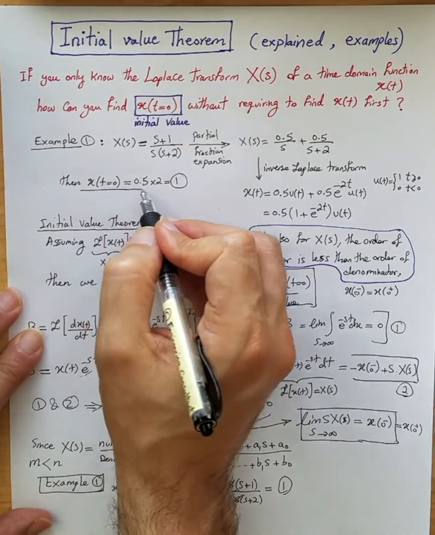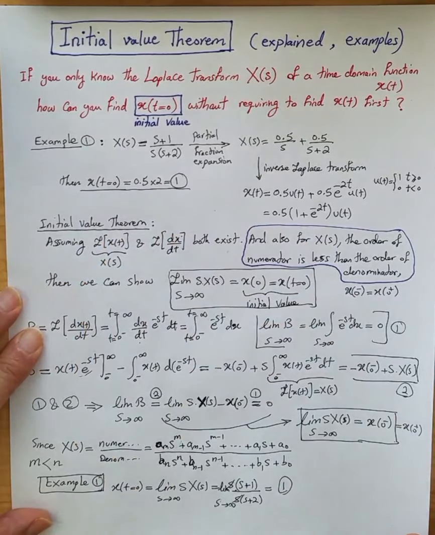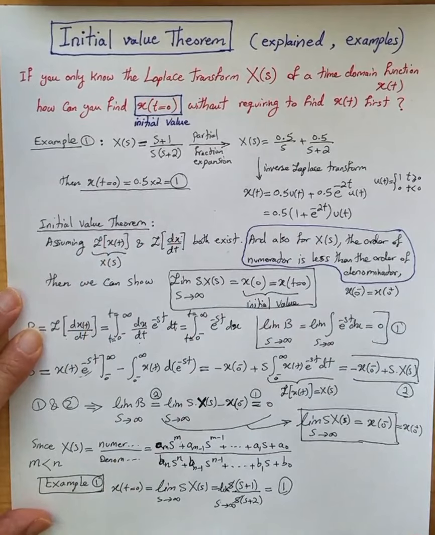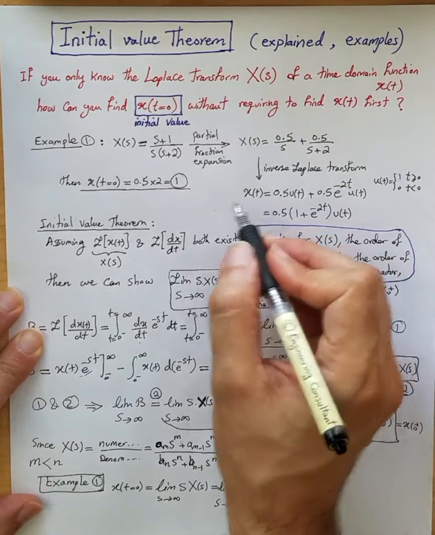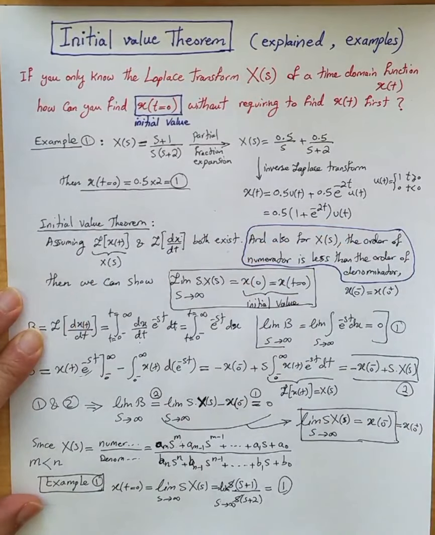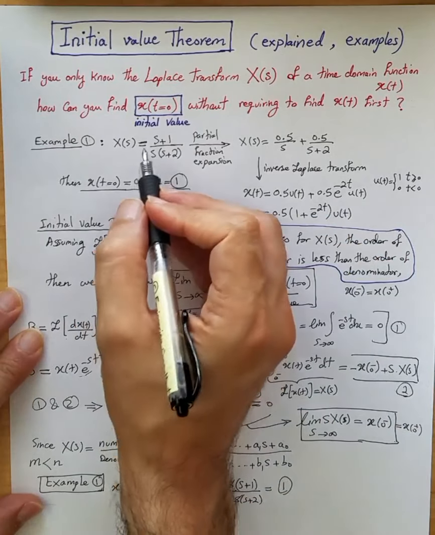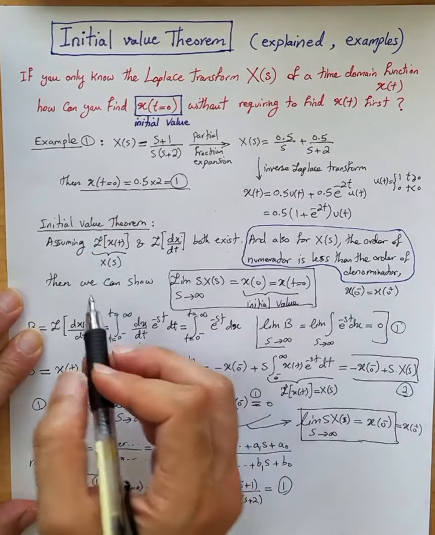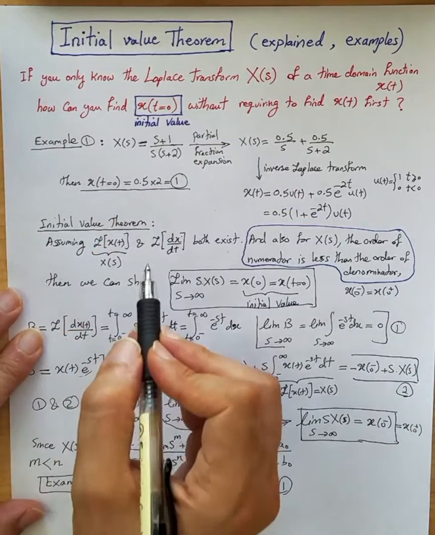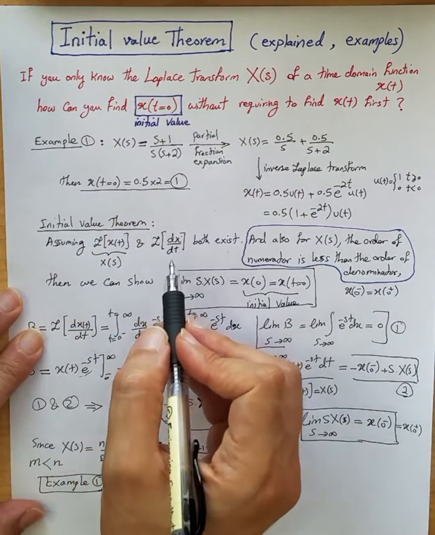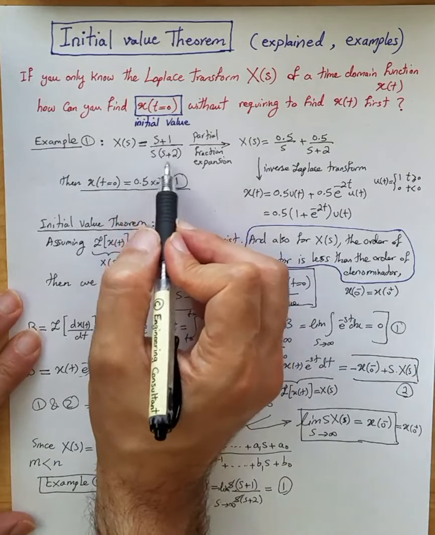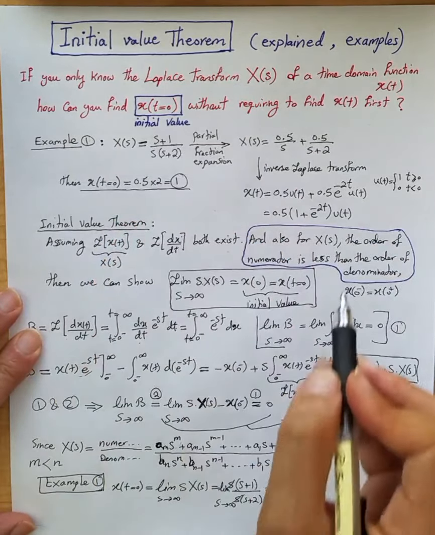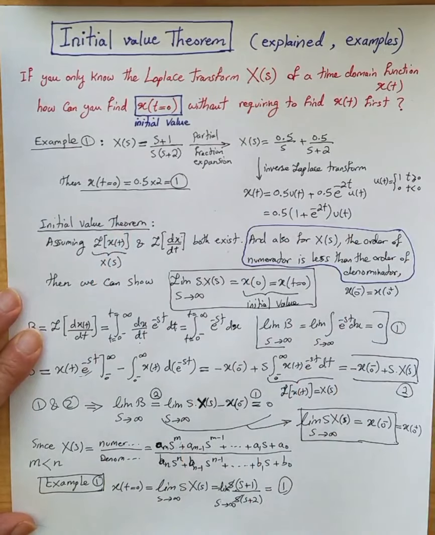and that is exactly equal to the time domain function value that we figured out at the beginning using a straightforward brute force approach of first computing the time domain function and from there figuring out the initial value. The reason we can do it is that this x of s given to you satisfies these requirements. Basically, both the Laplace transform and the Laplace transform of the derivative of the function exist. At the same time, the order of the numerator here is 1, while the order of the denominator is 2. So it satisfies the second requirement as well.